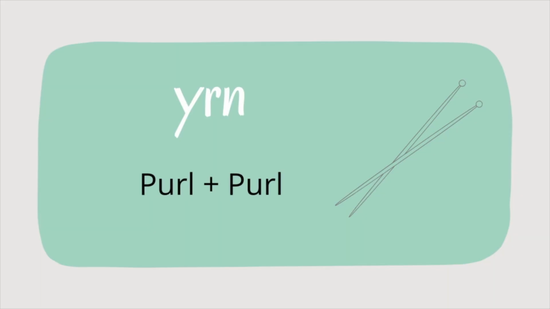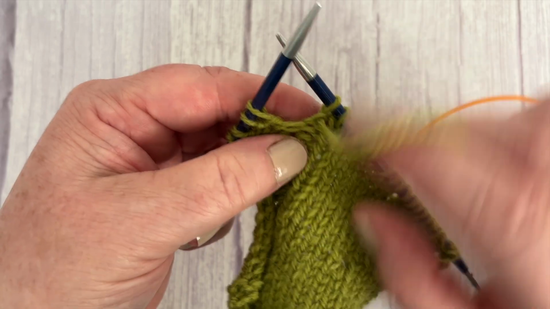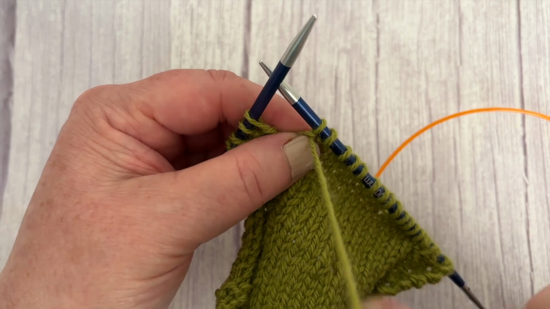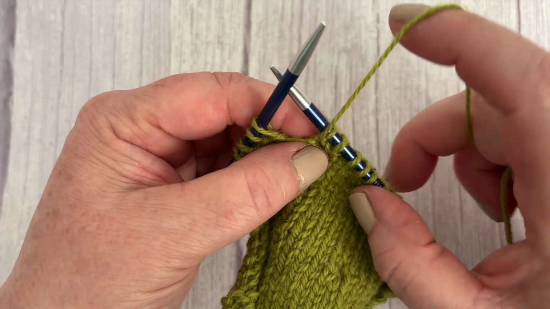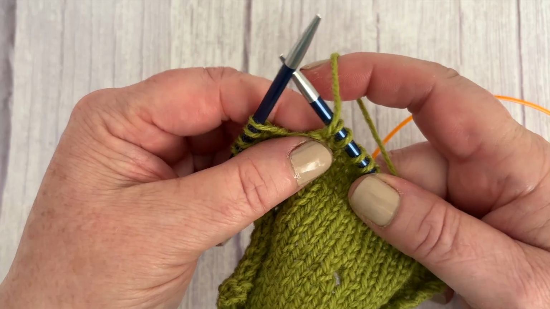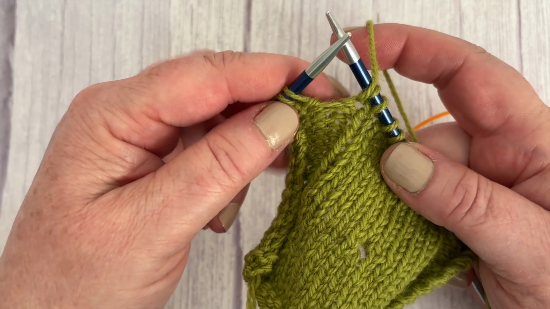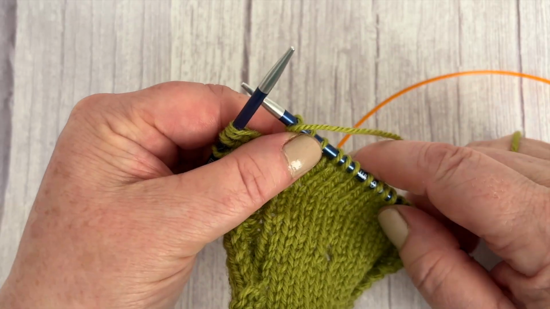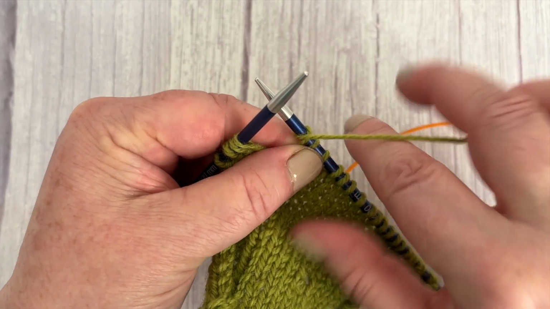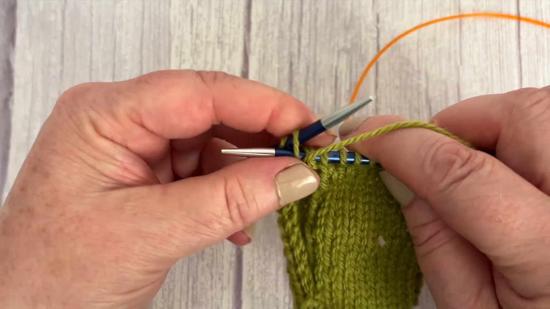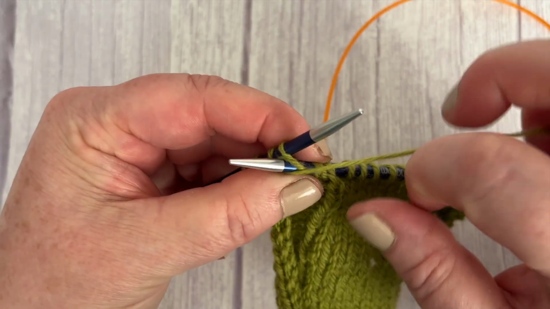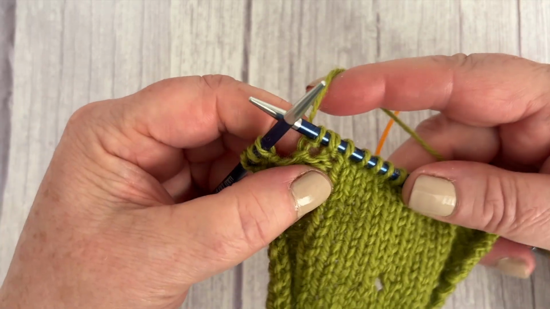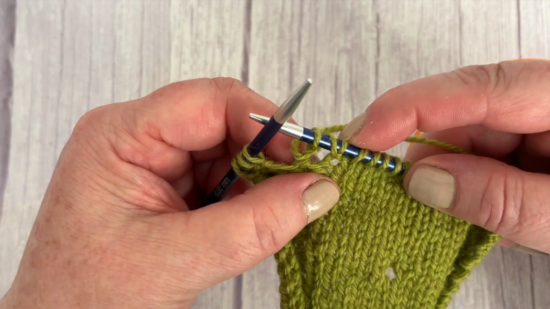So yarn round needle is worked between a purl stitch and a purl stitch. My yarn's already at the front, so I just need to put that yarn around or over the needle. As I'm about to do a purl next, that yarn needs to come through the needles again. Okay, ready for me to work that purl stitch. And there we have our yarn over worked.